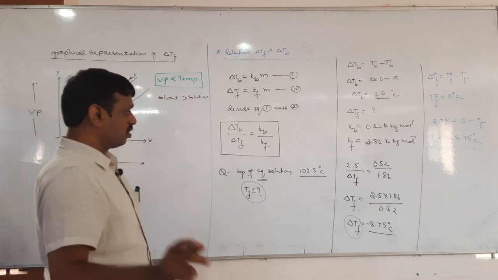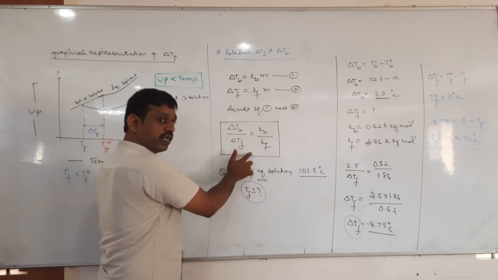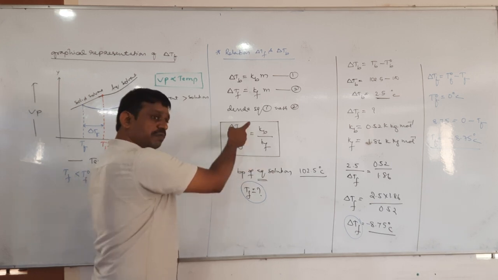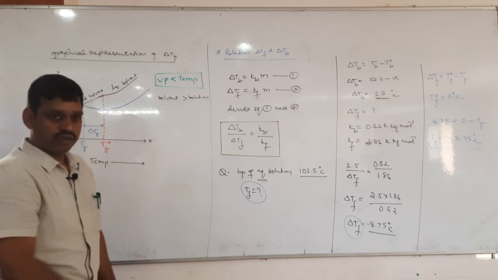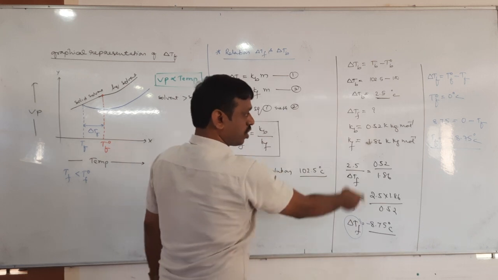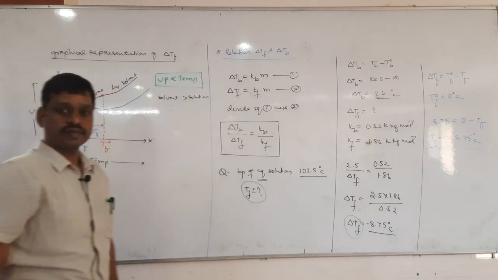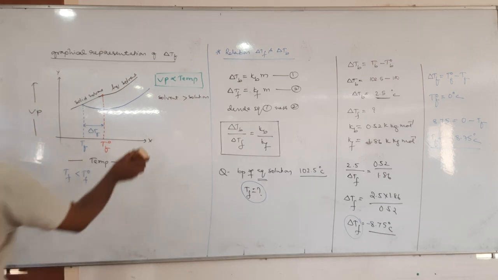So this is one good question. By giving the boiling point, they expect the freezing point. By giving the freezing point, they expect the boiling point. We can calculate vice versa. Even if they give the freezing point, by the same process you can calculate the boiling point. Okay. Next.